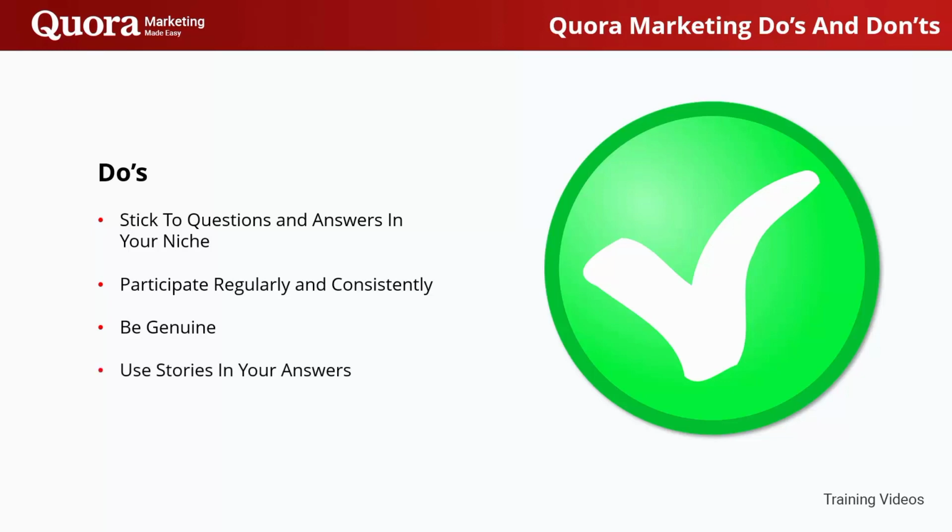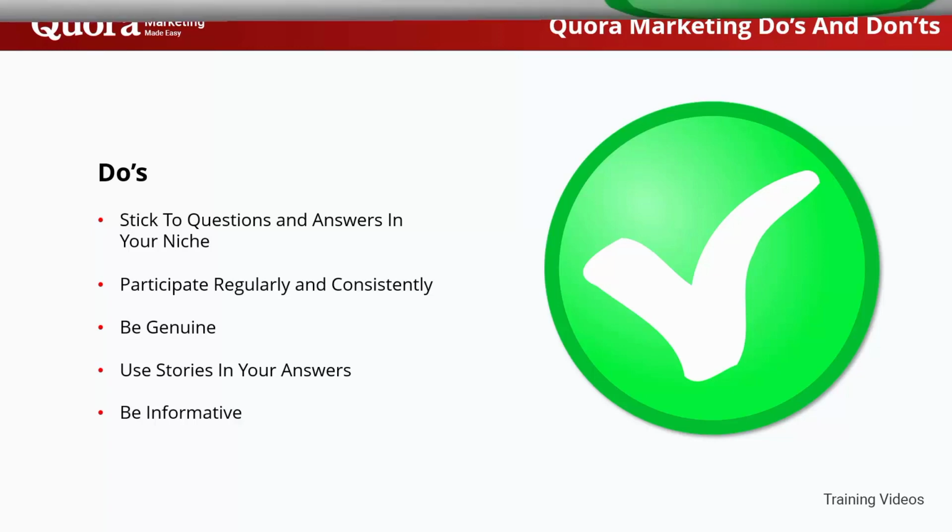Use stories in your answers. Quora users respond better to answers that read like stories, which means that it is important that you provide an anecdote or testimonial to illustrate the point of your answer. This way, users will feel encouraged to check your answers every time, even if only for the entertainment value of storytelling. Be informative. When answering a question or contributing with a reply, focus on being informative instead of promotional. Only do brand mentions when necessary.